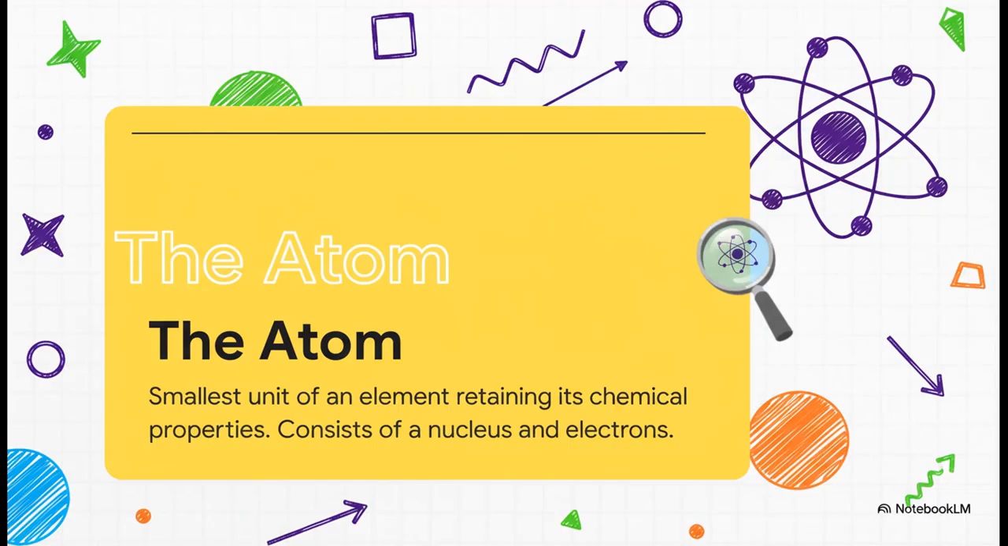Okay, so our journey starts with the atom. This is the fundamental building block of every single element. Think of it like this. It's the smallest possible piece of gold that's still, well, gold, or the smallest bit of oxygen that's still oxygen. Right at its center, you've got this dense, positively charged nucleus, and buzzing around it are the negatively charged electrons. It's this beautiful, simple structure that's the foundation for all of chemistry.